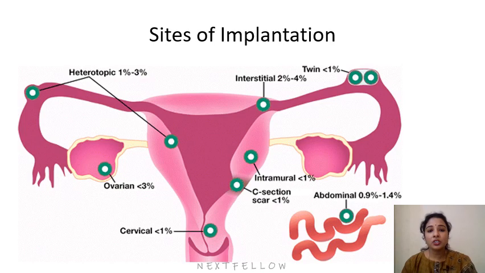Sites of implantation: the normal site of implantation is the upper part of the posterior wall of the uterine cavity. So anywhere in the upper segment in the posterior wall of the uterine cavity is a normal site of implantation.